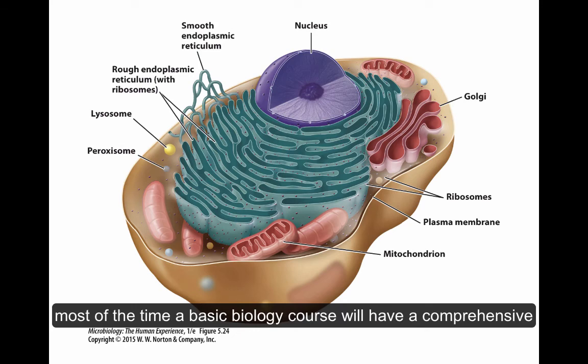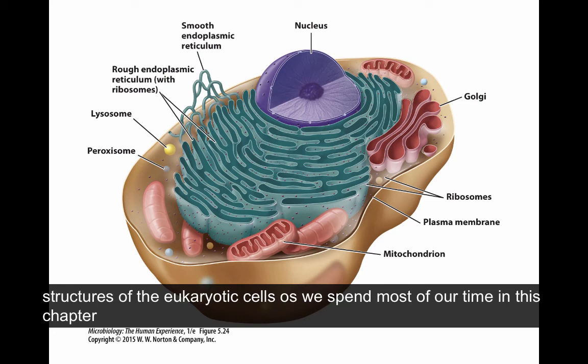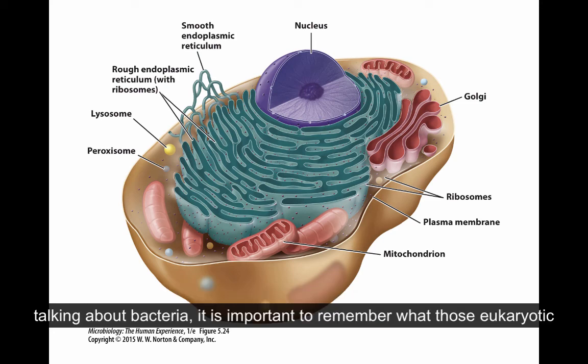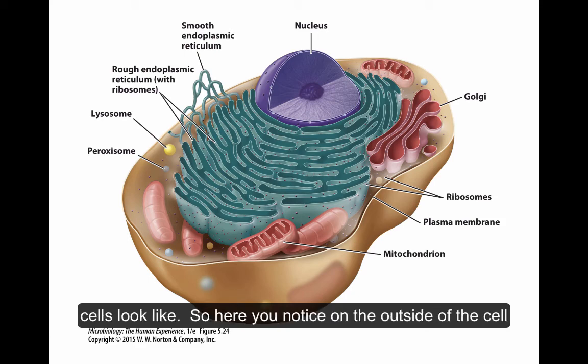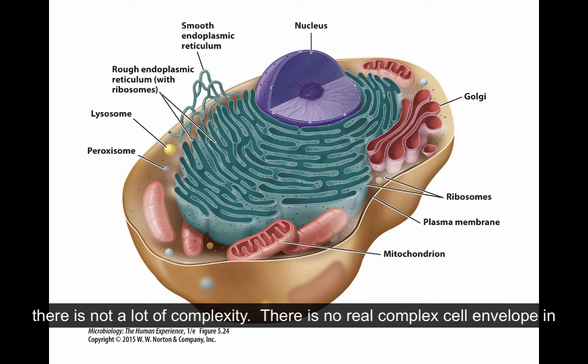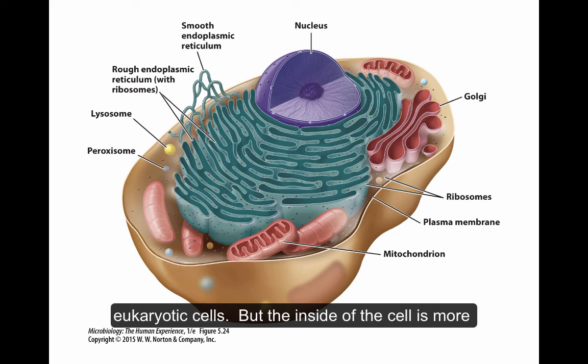Most of the time a basic biology course will have comprehensive structures of the eukaryotic cell, so we spend most of our time in this chapter talking about bacteria, but it's important to remember what those eukaryotic cells look like. So here you notice that on the outside of the cell, there is not a lot of complexity. So there's no real complex cell envelope in eukaryotic cells. But the inside of the cell is more complex. And so we have various compartments, and we call these organelles.